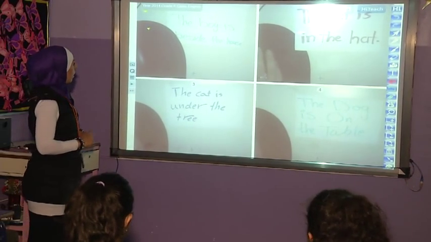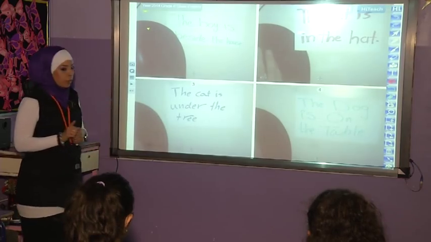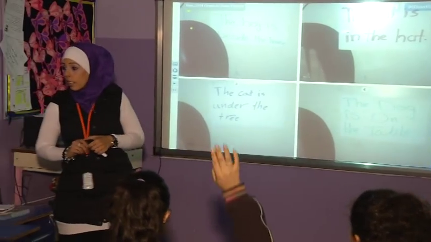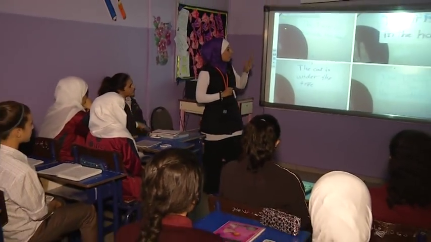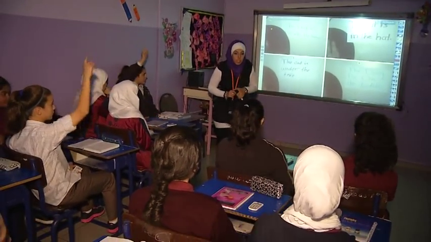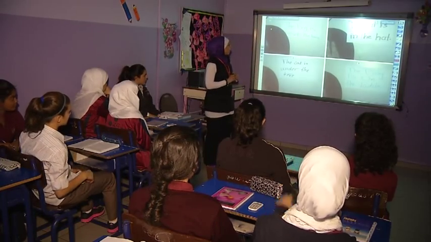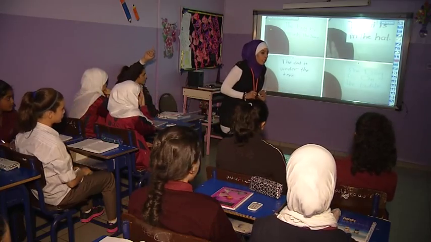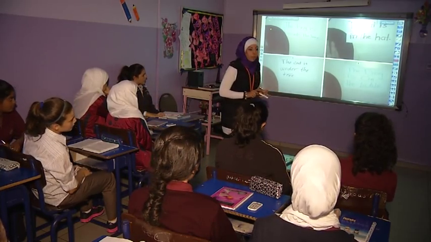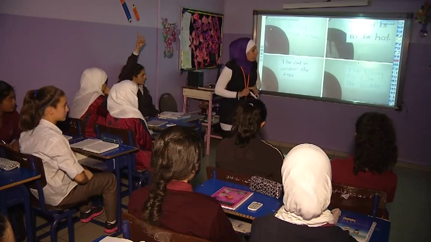Yes. They are. Now, the first sentence, who's going to read it for me? The boy is beside the house. Number two. The cat is in the hat. And number three. The cat is under the tree. Number four. The dog is on the table.